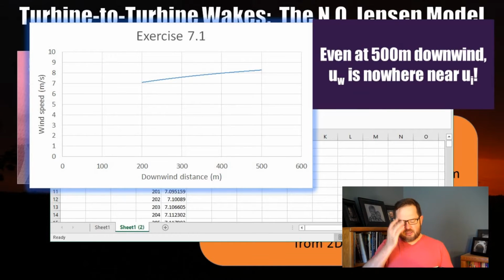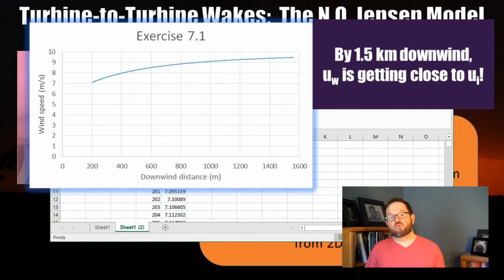So, alright. Realistically, this particular graph only ran out to 500 meters or 5 rotor diameters. Let's actually see what the Jensen model would tell us about going farther downwind. So I computed the same model, and all I literally did was copy and paste my cells down farther on the Excel spreadsheet until I got out to like 1.5 kilometers, 1.6, something like that. And I extended my diagram out, and now I can see that as we get farther and farther downwind, the wind speed inside the wake is increasing, getting pretty close to the environmental wind speed of UI by about 1.5 kilometers downwind. By then we're about 15 rotor diameters.